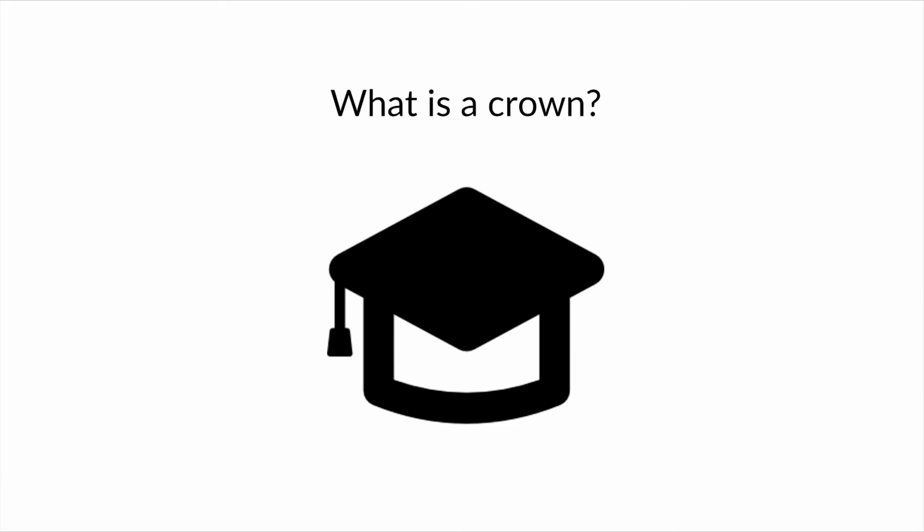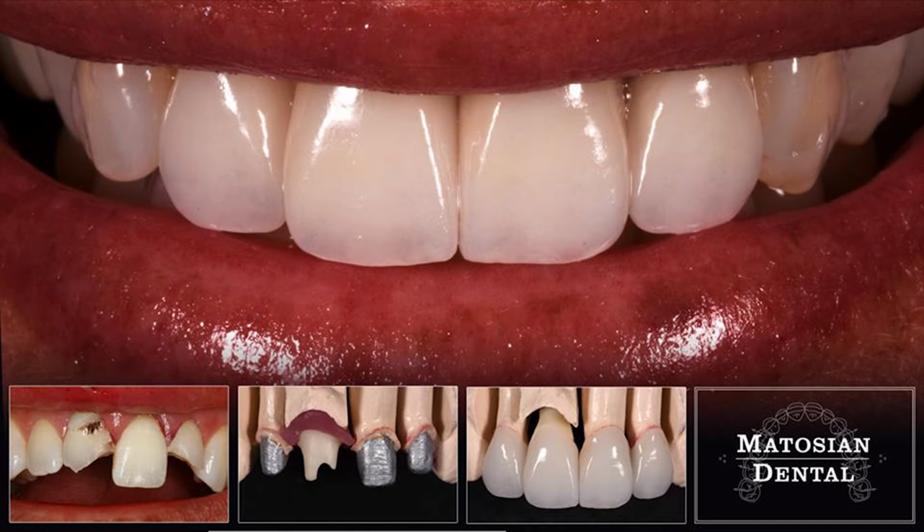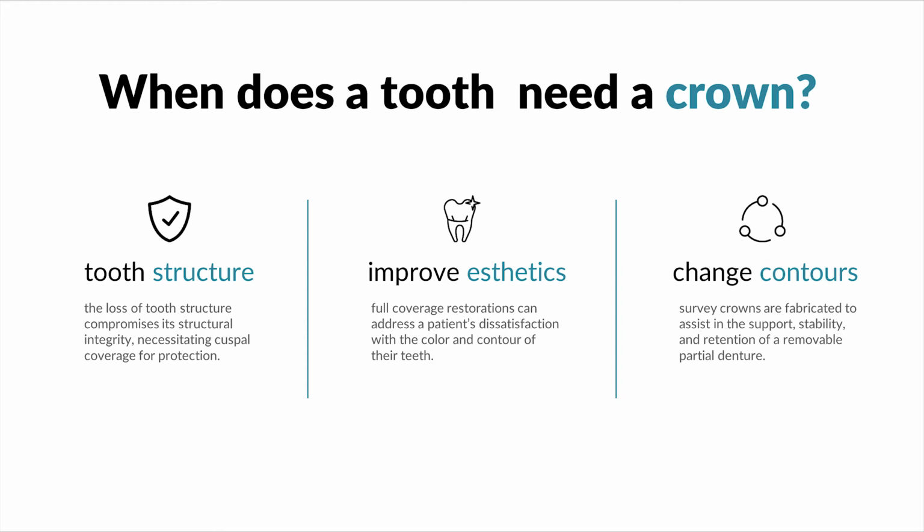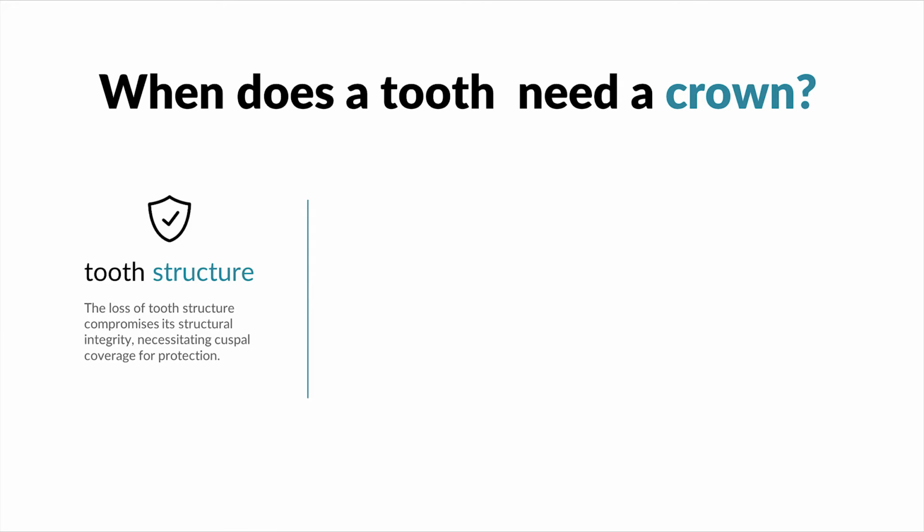So a crown, basically like we described, instead of making it directly in the mouth, we use it to cover basically a stump. Okay. So we'll ask this question, right? When does a tooth need a crown? So we've kind of come up with 3 different reasons. And the first one, some of the other classmates have touched upon, tooth structure. So the loss of tooth structure compromises its structural integrity, necessitating cuspal coverage for protection.